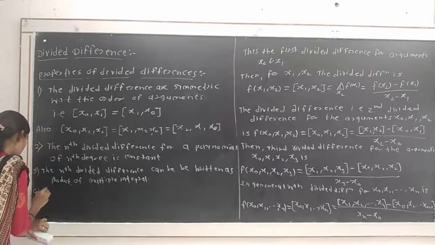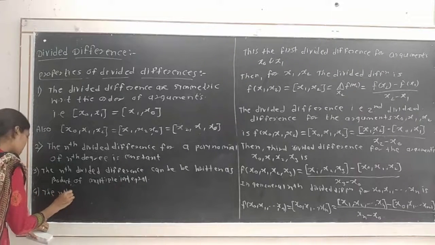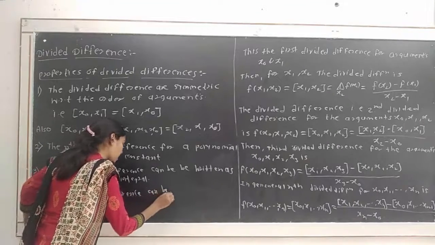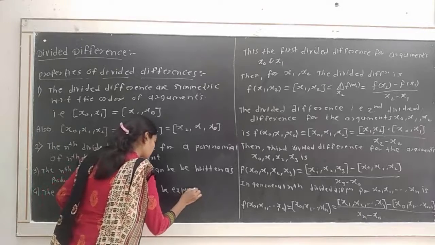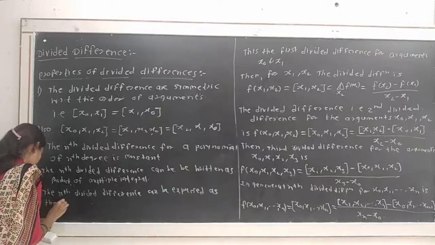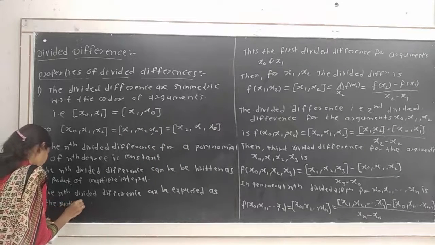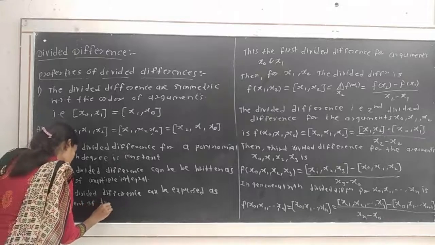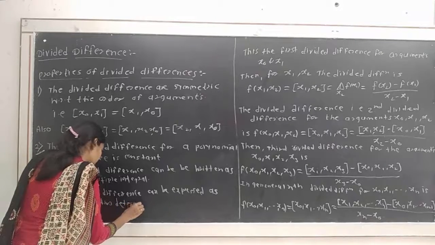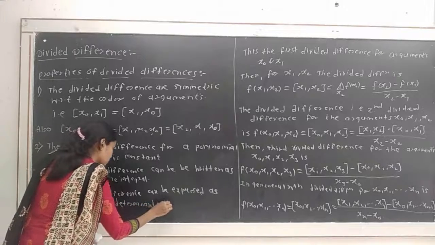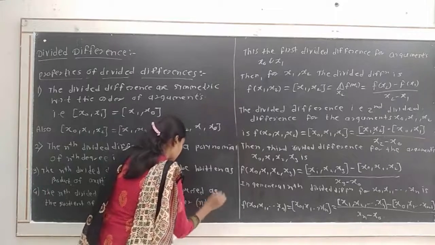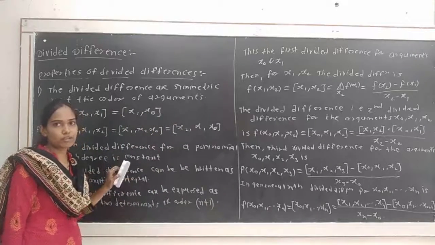The last property is that the nth divided difference can be expressed as the quotient of two determinants of order n plus 1. So these are all the properties of divided differences.